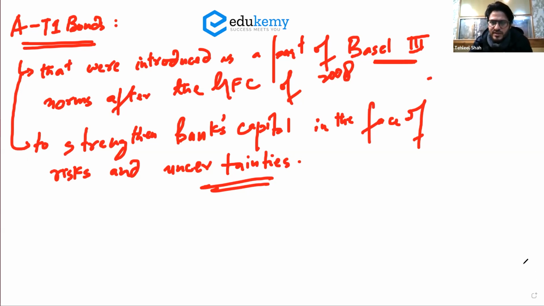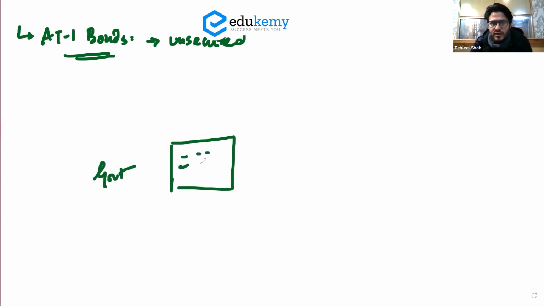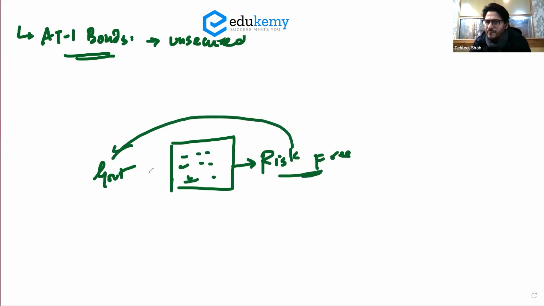Now what are the features of AT1 bonds? Let's look at the features. First point is these are bonds, but these bonds are unsecured. Now we know that, for example, the government is issuing a bond. We call these bonds risk-free. Why? Because the government is at its back. And when the government is at its back, they are secured bonds.